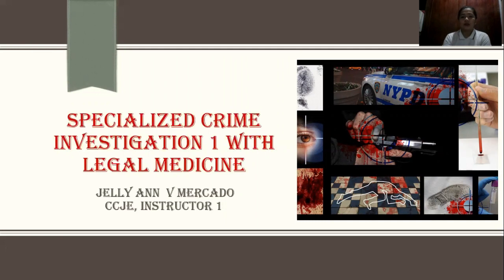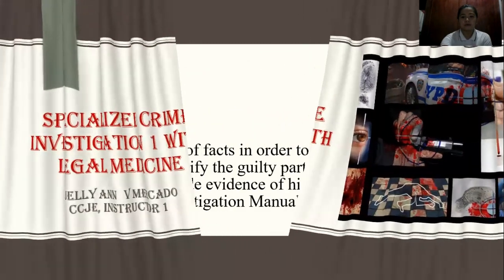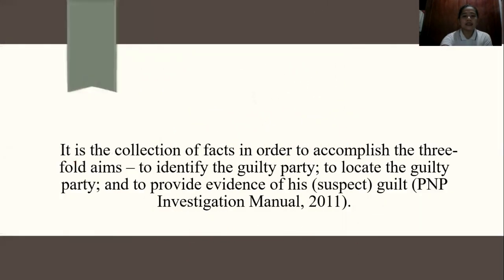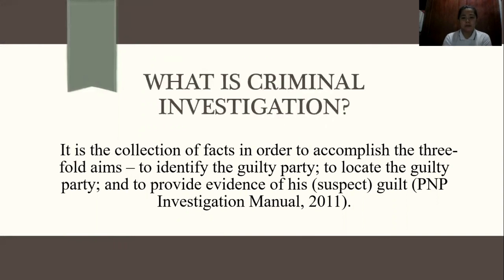So before we go further with our discussion, we should address the basic foundation of our subject, which is criminal investigation. So what is criminal investigation? Criminal investigation, as defined by the PNP Investigation Manual, is the collection of facts in order to accomplish the threefold aims: the first one is to identify the guilty party, to locate the guilty party, and to provide evidence of his guilt, referring to the suspect.